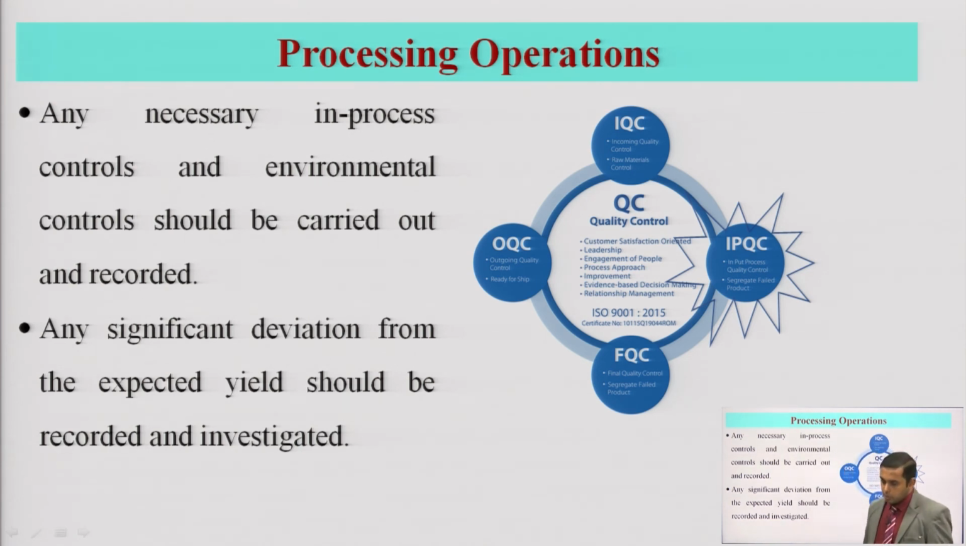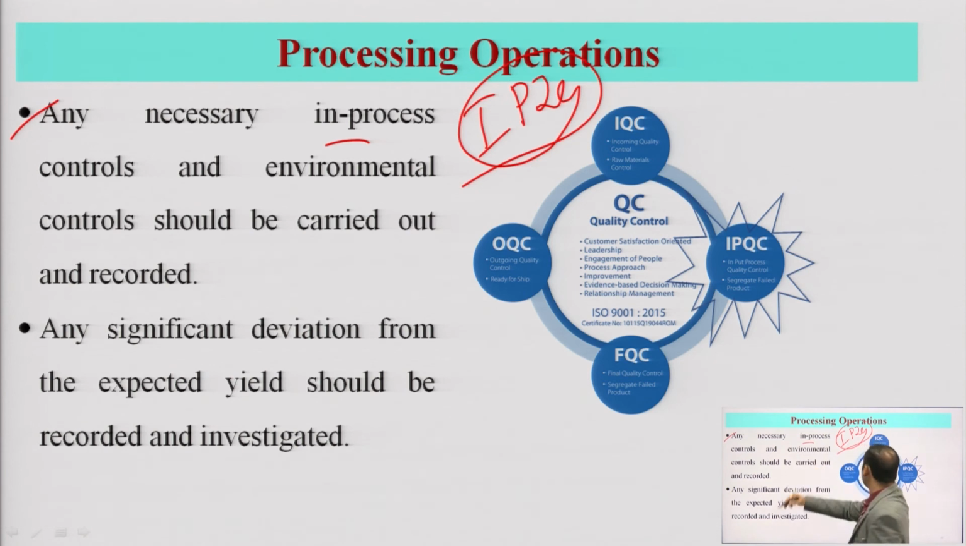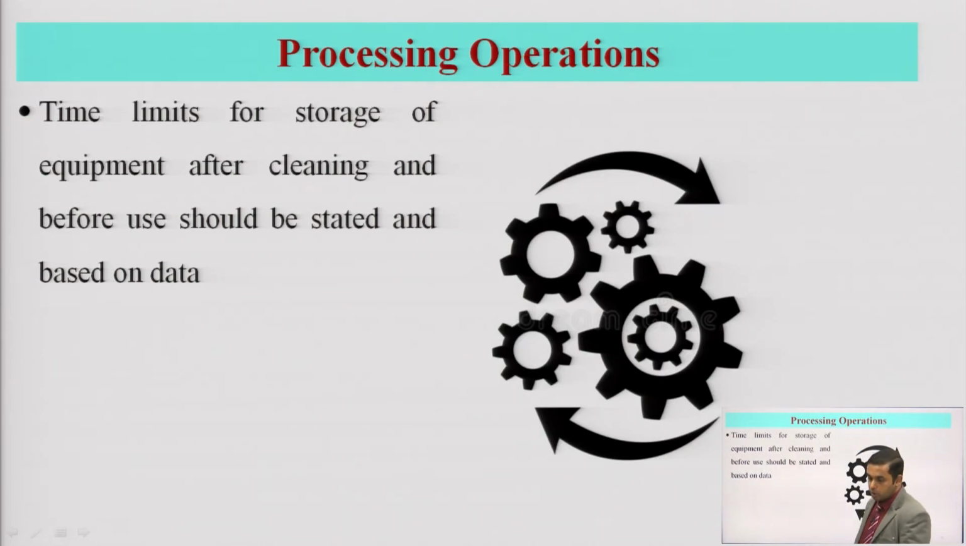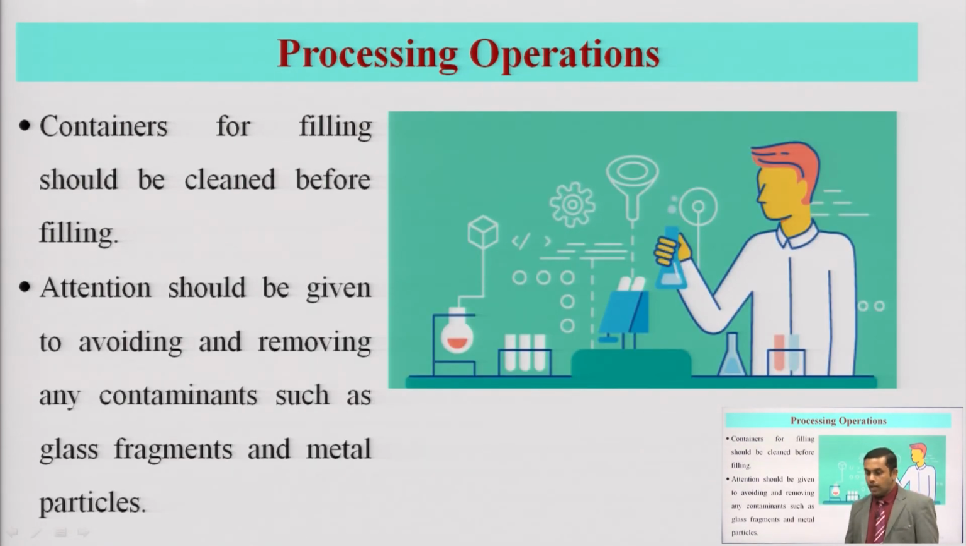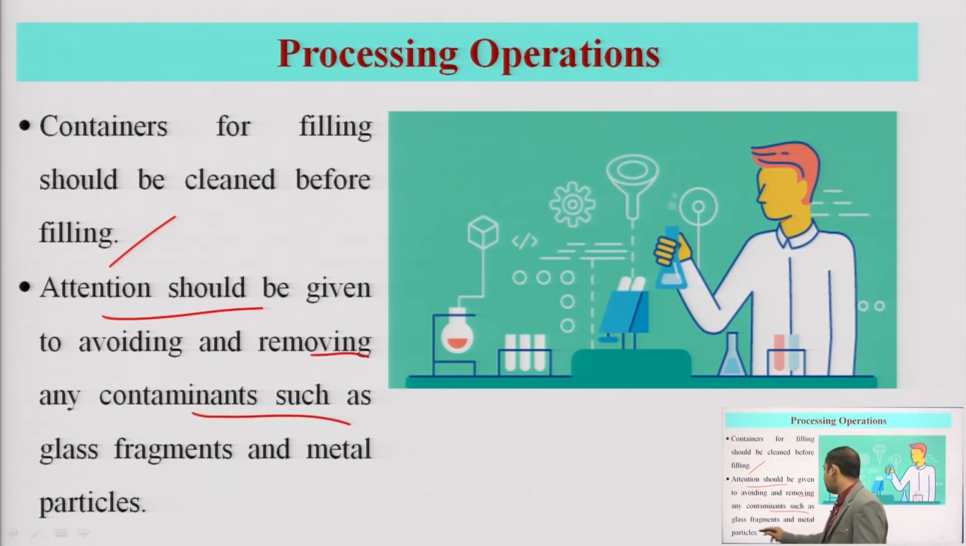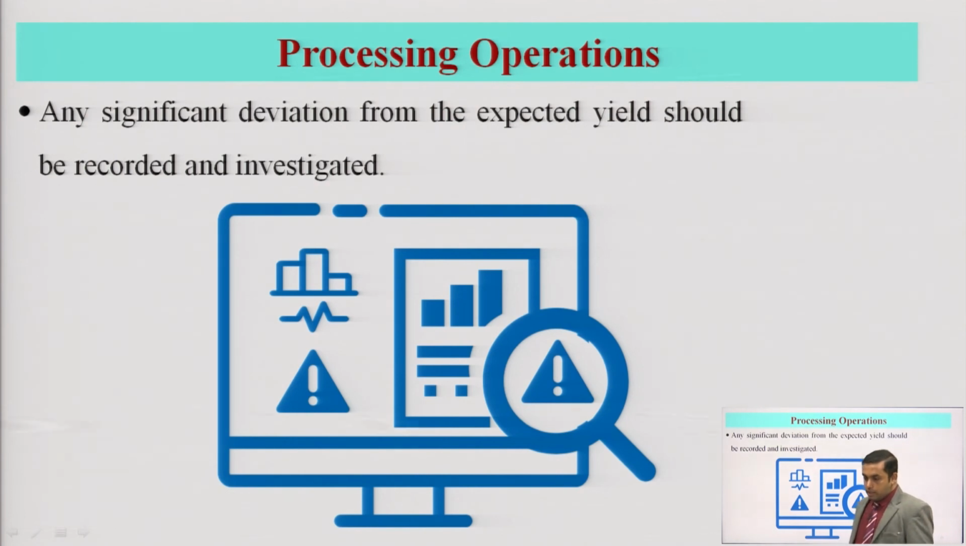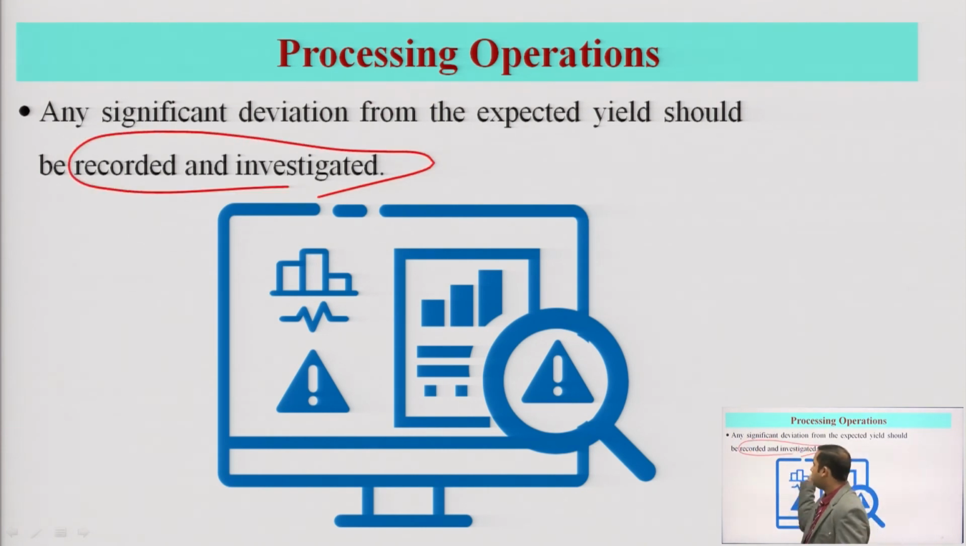Any necessary in-process quality control or environmental control should be carried out and recorded. I am referring to in-process quality control. Any significant deviation from the expected yield should be recorded and investigated. Time limits for storage of equipment after cleaning and before use should be stated based on data, and containers for filling should be cleaned before filling, and attention should be given to avoid contamination such as glass fragments and other things. Any significant deviation from the expected yield should be recorded and investigated, because this will create a great impact on your product.